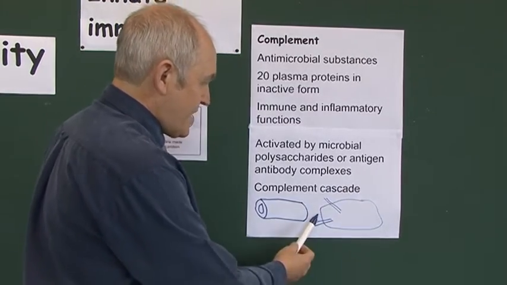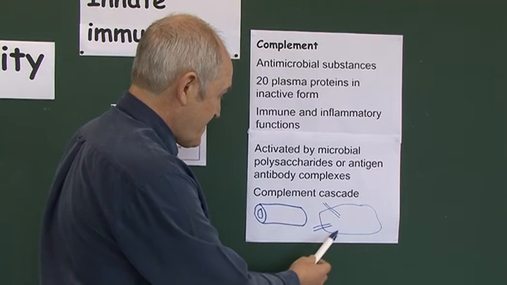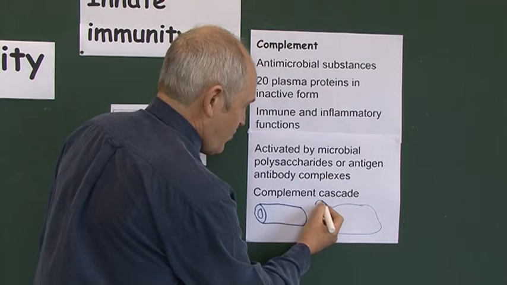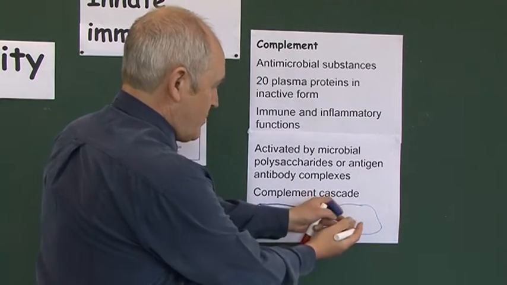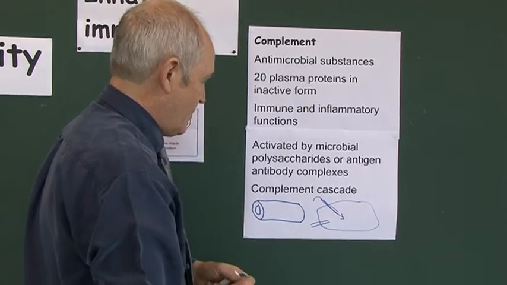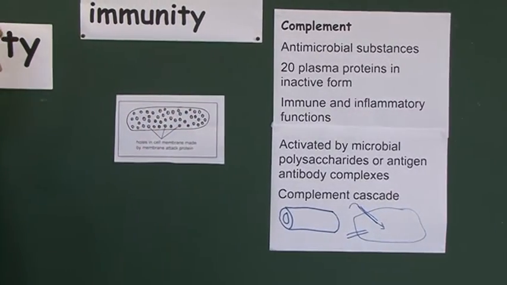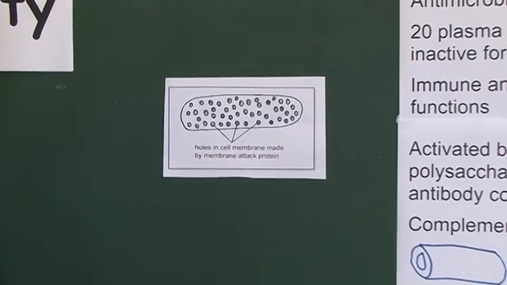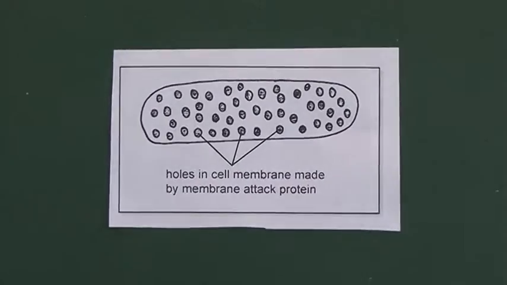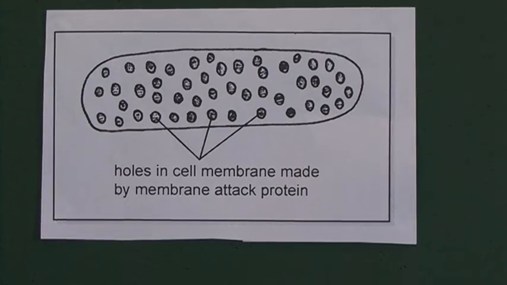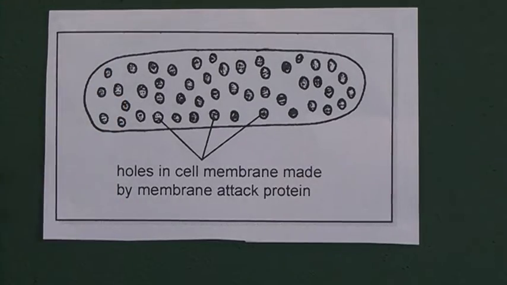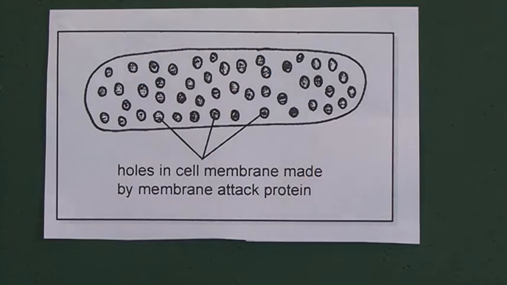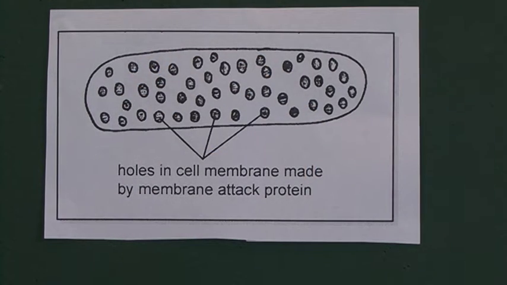And what this means is that there's now a communication between the tissue fluids and the contents of the bacterial cell. And mostly what happens is this lets water and salts in, and the bacteria will swell up and pop, and it will die. And here's a diagram I made before on this. Holes made in a cell membrane of a bacteria by this membrane attack protein or membrane attack complex. And the membrane attack complex is actually made up of several different complements all coming together to form these tubes which punch holes in the bacterial cell walls, killing them.